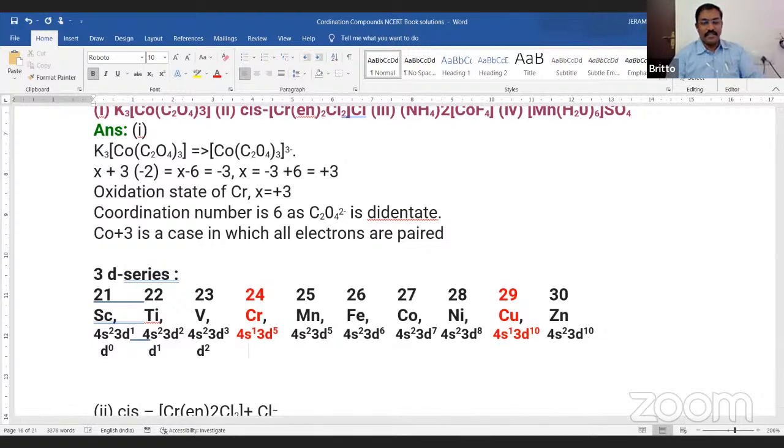And then let's say chromium 3 plus. 24 minus 3 is 21. So the number of d electrons is 3. If you know the order, we can very easily find out: scandium, titanium, vanadium, chromium, manganese, iron, cobalt, nickel, copper, zinc. So 0, 1, 2, 3. You can see the first one, scandium, is 0. You can just remember for 3 plus. If it is 2 plus or 4 plus, you have to add or subtract accordingly. But if you know the 3 plus, we can easily calculate.